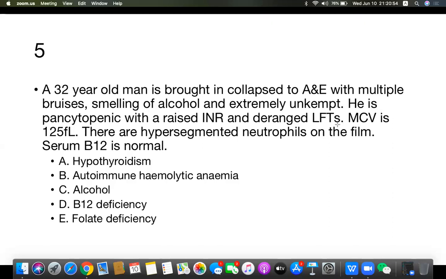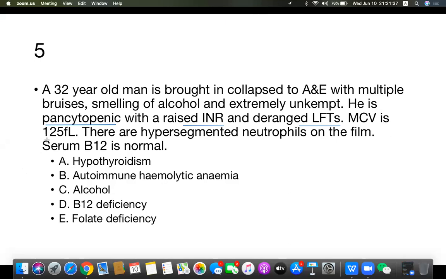This is a very important point. They have not given other clues, but you need to ask one question here: why is this person pancytopenic? Probably this person has already developed portal hypertension because of cirrhosis of the liver. As a result of this, hypersplenism has occurred, and maybe the person is pancytopenic. This type of reasoning you should do yourself. Now, raised INR is because of increased PT. We all know that, and there is a deranged LFT as well. So the liver is already badly damaged.